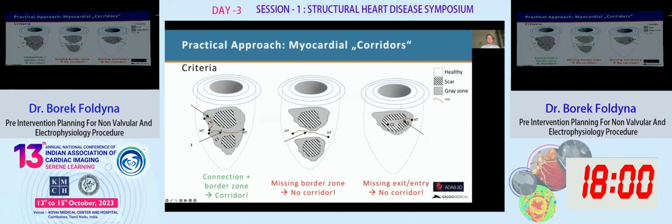The criteria used to define corridors are: one, the presence of entry and exit, and two, border zones surrounded by dense scar. So for example, here in these examples where we have a vital myocardium in an area of this corridor, this is not called a corridor. Or if we are missing, for example, an exit or entry, this is also not considered a corridor. So the software automatically recognizes these areas that potentially correspond to so-called channels on the EP map.